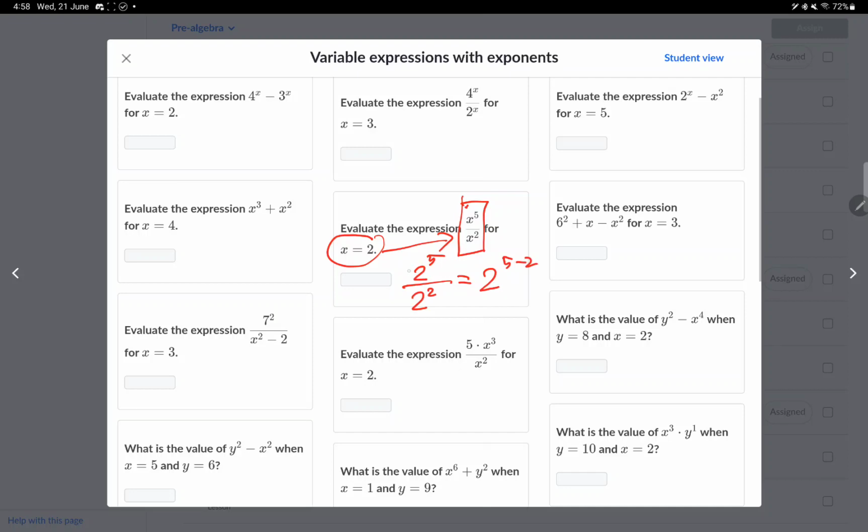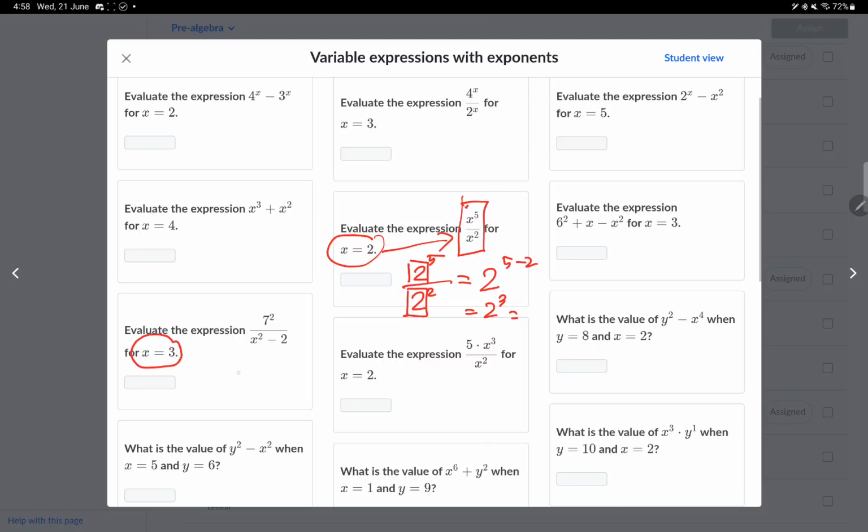So if you saw that the bases are the same, then you should think about combining the powers. When you divide, you're subtracting the power. So that's 2 to the power 3, much easier to work with than 2 power 5 and then having to divide by 2 squared. So that's a little trick when you are doing these kinds of questions.